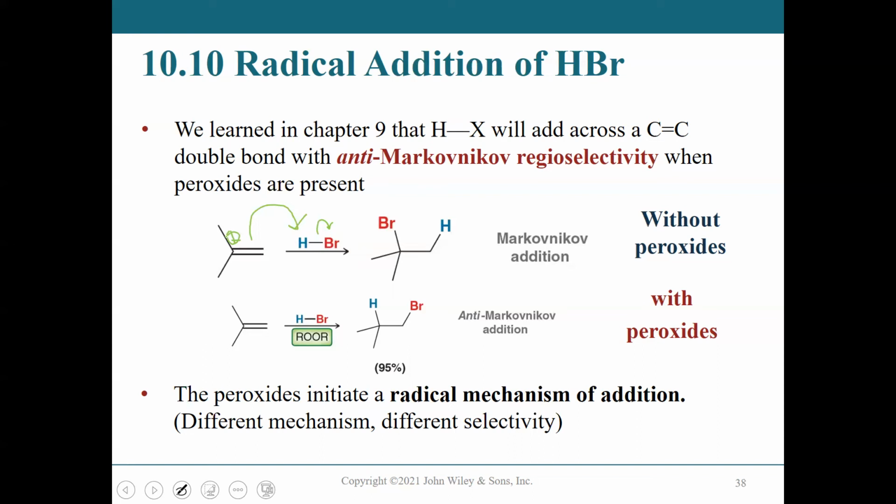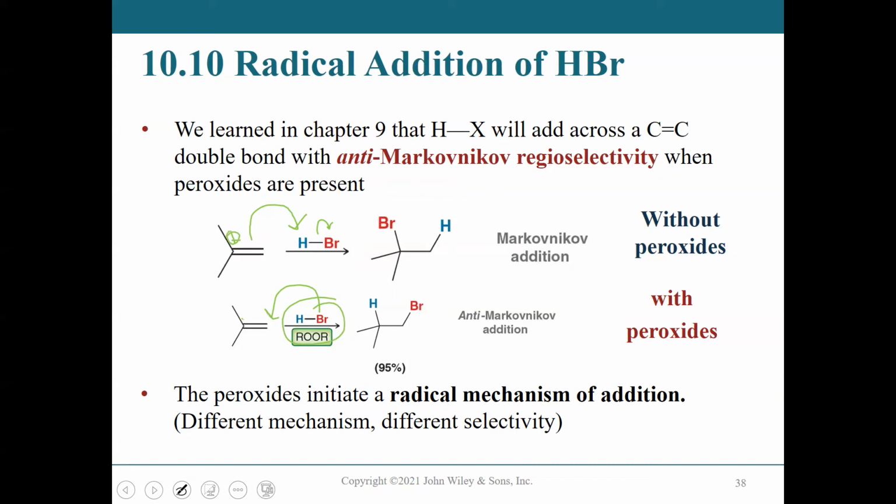What do you think is going to happen in the HBr peroxide? Which one is going to be added first? Yes, the bromine is added first, leaving the radical on the most stable carbon. That's the difference between these two reactions, okay? Yes, you guys got it.